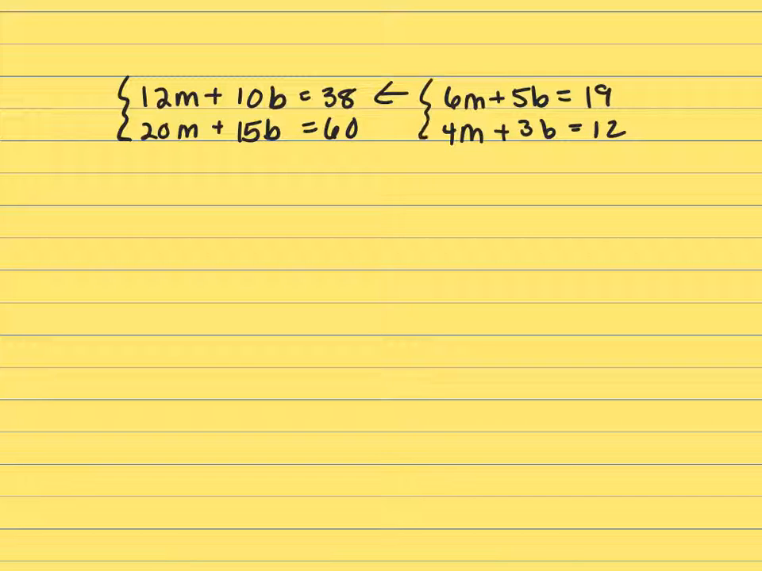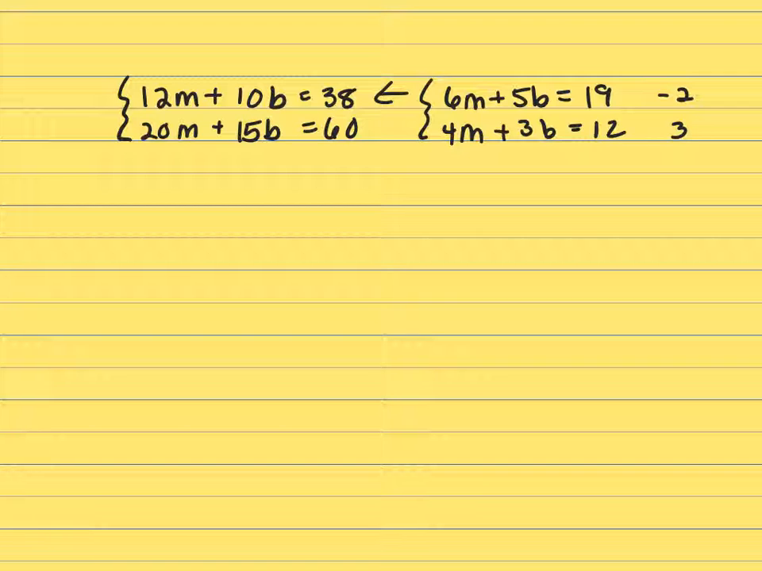So now we have this new set of equations, and what you want to do is multiply one equation by something so that you can cancel out your variables. It doesn't matter if you want to cancel out your b's or your m's. So let's just say we want to get rid of our m's. So if I want to get rid of my m's, I'm going to multiply the top one by -2. You're going to see why. And the bottom one by 3.